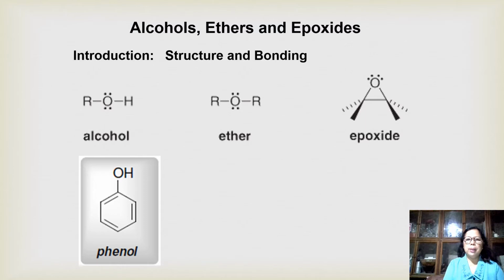We have also another example of an aromatic compound that is phenol. However, the phenol, aside from having the benzene ring, also possesses the OH group. So in this session, we're going to focus on alcohol, ethers, and epoxides.